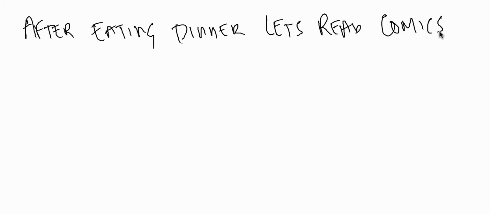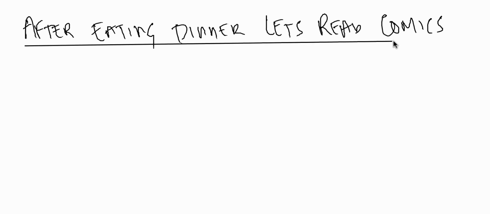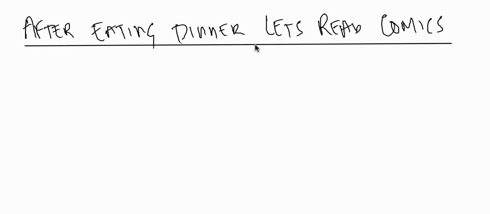Okay, so I got a little tool up here. After eating dinner, let's read comics. I'm going to make a nice little line here for you so that you don't have to worry about my drawing. If you look at this, it looks like a big T account, where this is the left side, this is the right side, and of course it's built and designed this way. So what does this mean, after eating dinner, let's read comics? It's just a way to help you memorize this stuff.